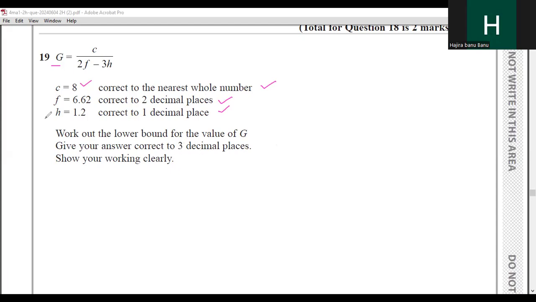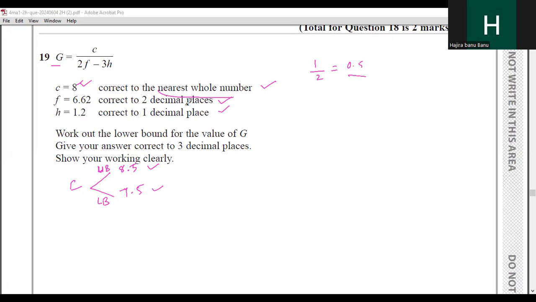Show your working clearly. Now let us first write the upper bound and the lower bound. For C, it is given as 8, correct to the nearest whole number. 1 is the whole number; if I do 1 by 2, that will be 0.5. So for the upper bound, this 0.5 should be added to 8, so it becomes 8.5. And for the lower bound, 0.5 should be subtracted from 8, so it becomes 7.5. When it is given correct to the nearest whole number, we should take half, 1 by 2.